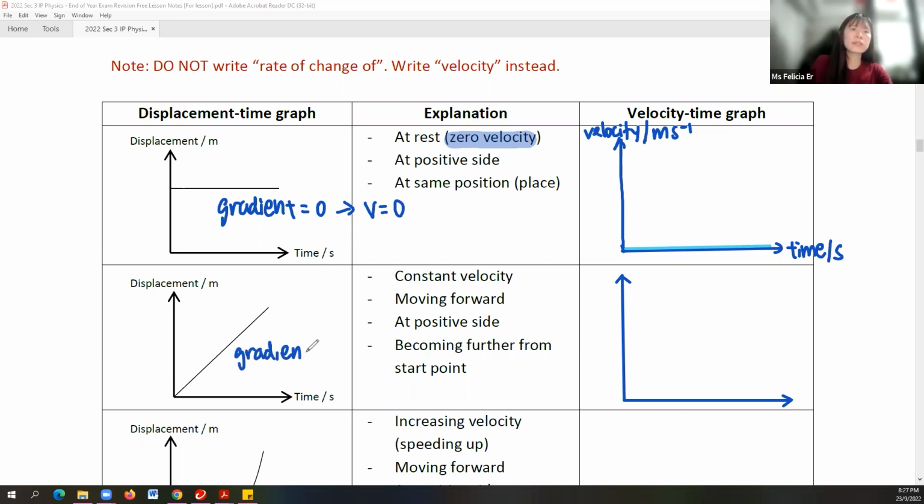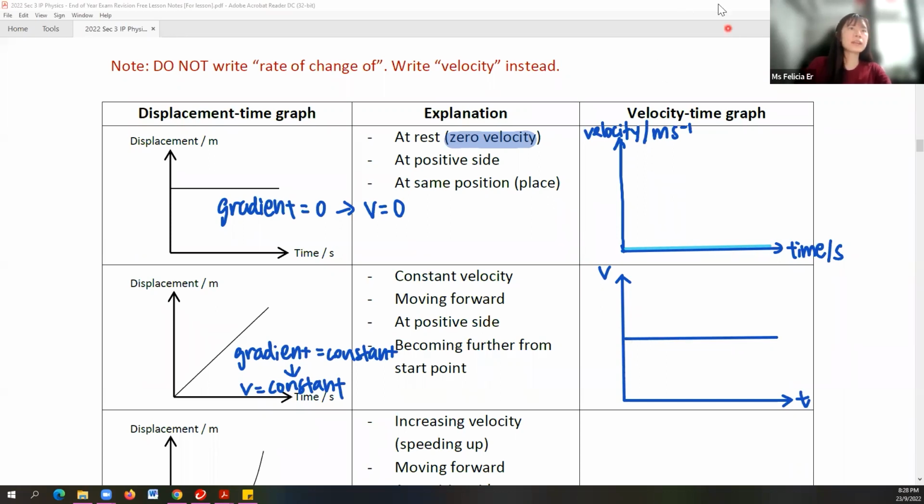So for the gradient, this time around, it is constant, right? And what does the gradient of a displacement time graph tell you? Gradient of displacement time graph is velocity, right? Or you can use letter V. So in this case, if gradient is constant, it means V is constant. So if you have a VT graph, constant. So how to have a constant velocity? It will be a horizontal line. Can you see the velocity is constant at this value?